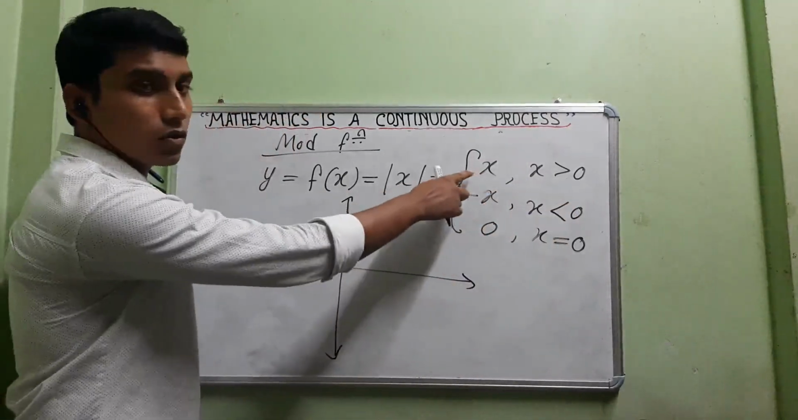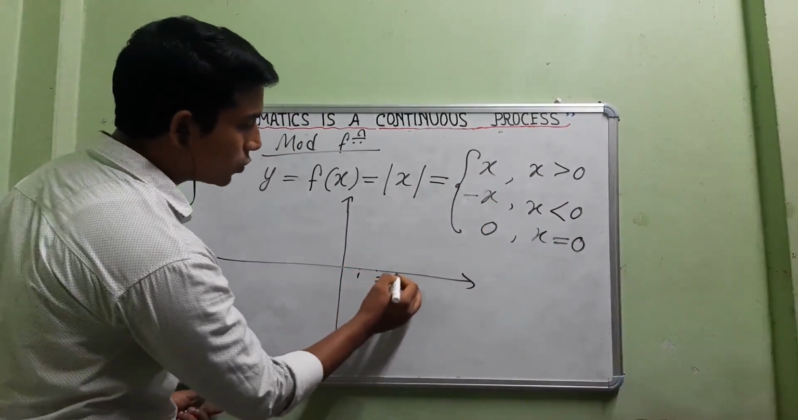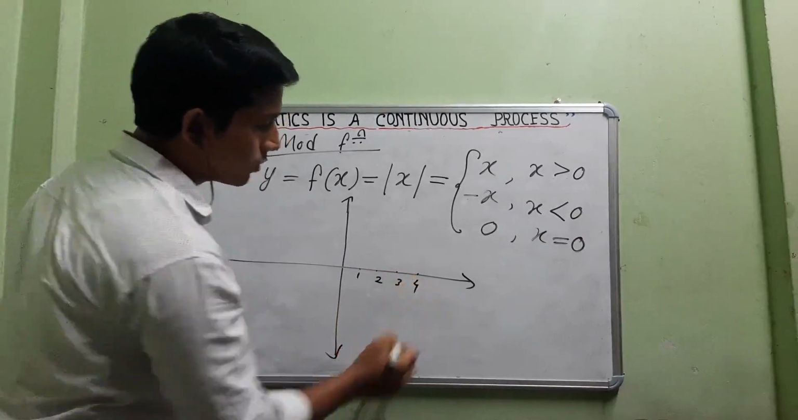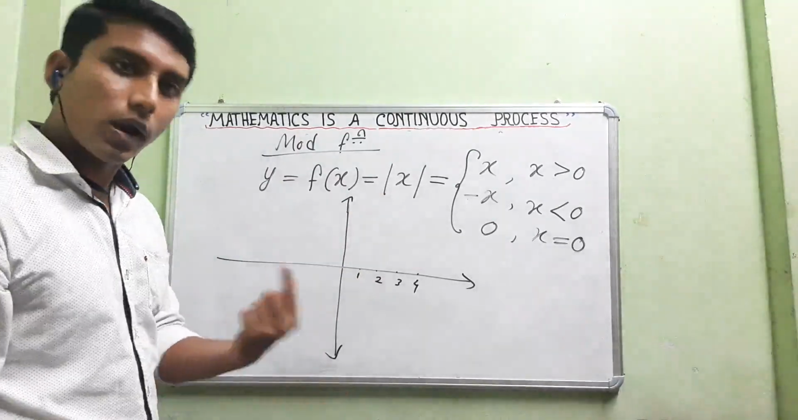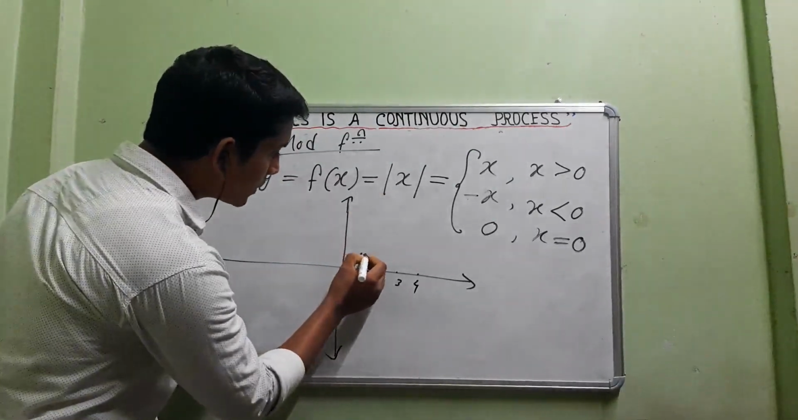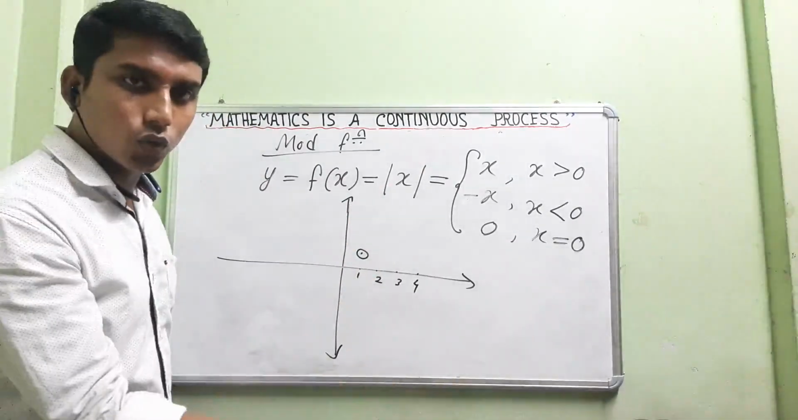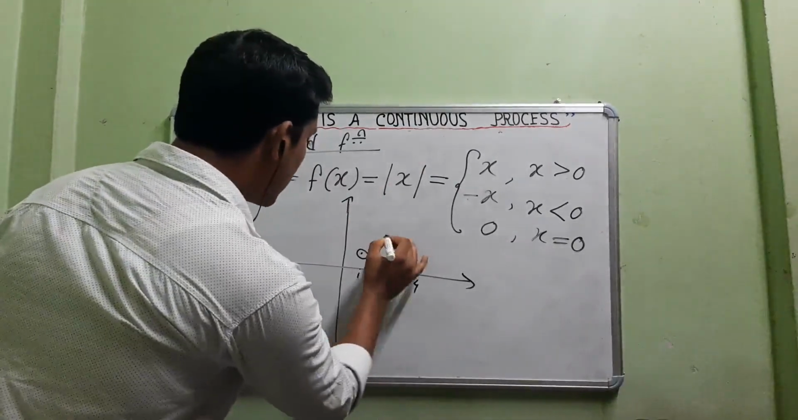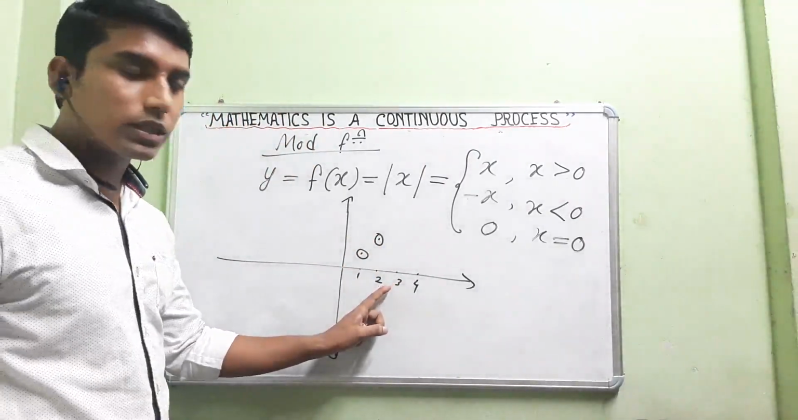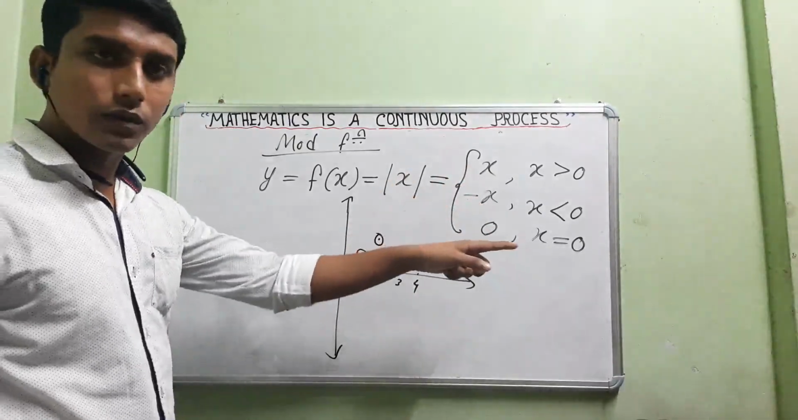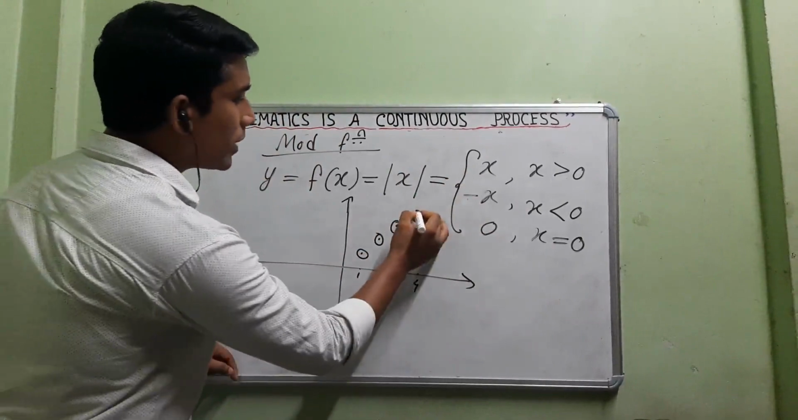Mod x equal to x, no. For x greater than 0, let us take values greater than 0. That means I have taken 1, 2, 3, 4. Some values I have taken. So if 1, mod of 1 will be 1 only. That means y will be 1, so you will get a point here. Mod of 2 will be again 2, as it is positive. So y will be 2. Mod of 3 is again positive, so it will be 3 after coming out of the mod. If 4, mod of 4 will be again 4.